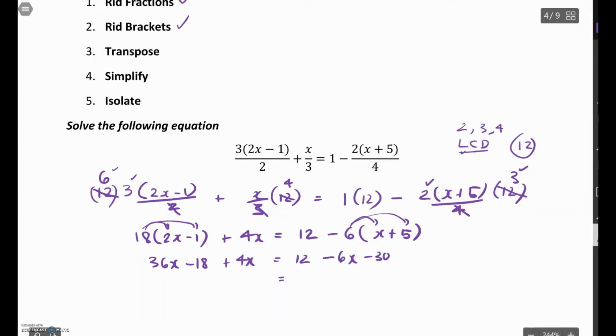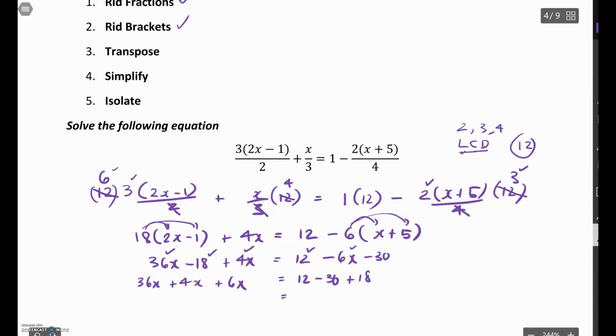Our next move is to transpose the terms. So the 36x stays. The 4x actually stays there. Then the negative 6x goes across as a plus 6x. On the right side, we have our 12. The negative 30 stays, and the negative 18 goes across as a plus 18.